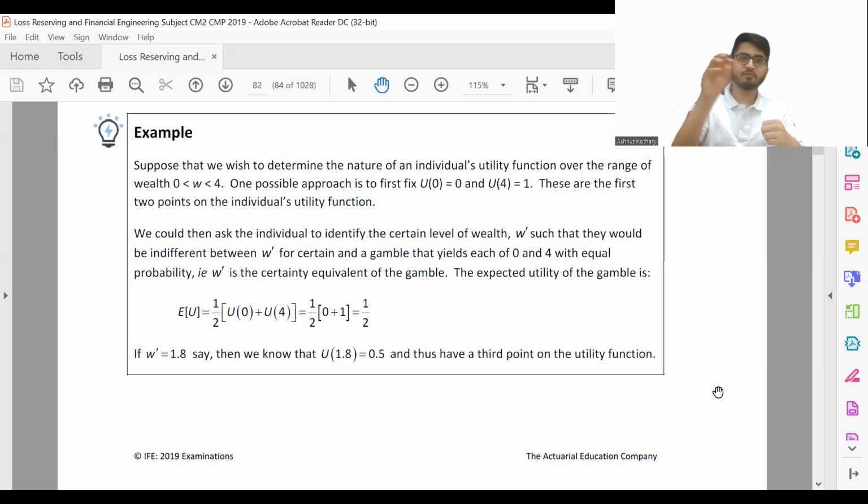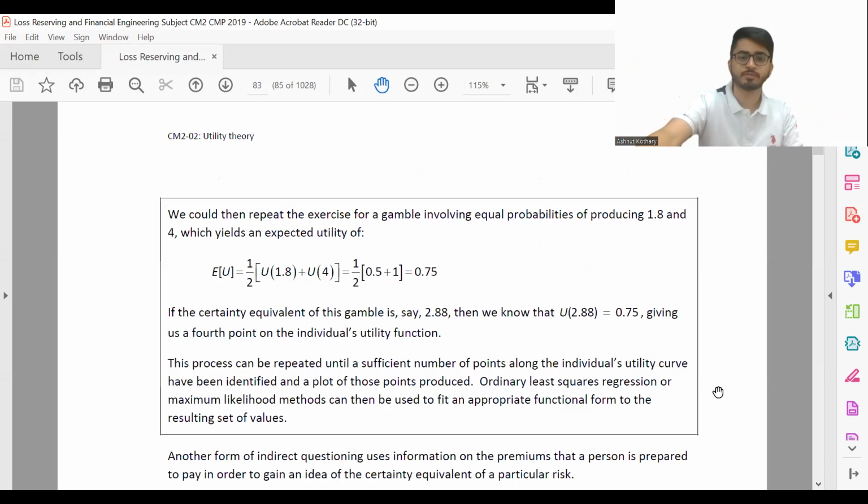In this way you will have the different points and the different values of utility, and then using certain software or statistical techniques you can fit a particular function. Generally it's a large polynomial, 20-degree, 30-degree order, so on. In Matlab, ax to the power 30, bx to the power 29, so on. And then they have mentioned the same. We could then repeat the exercise for a gamble involving equal probabilities of producing 1.8 and 4, which yields an expected utility of 0.75, and so on.